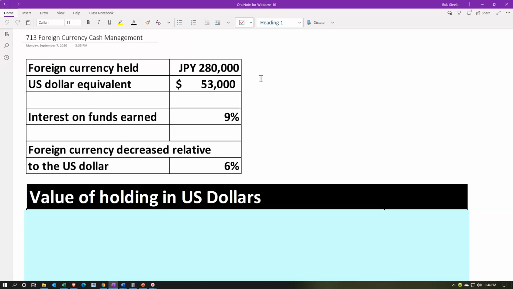Now, there's a couple different ways that we can record this on our books, but the basic perspective you want to be grounded in is that I need to record it on our books in US dollars, right? Because that's the measuring tool we use. So let's take a look at this example.